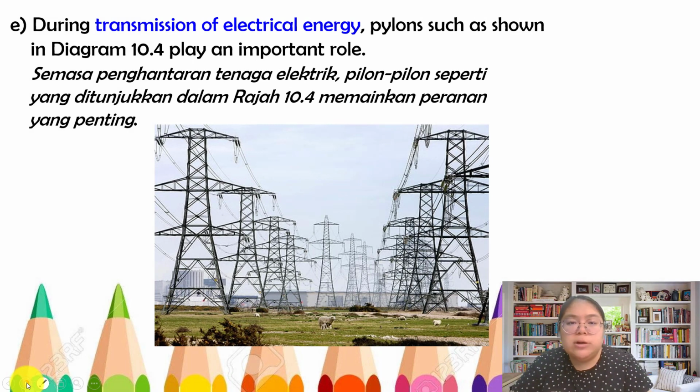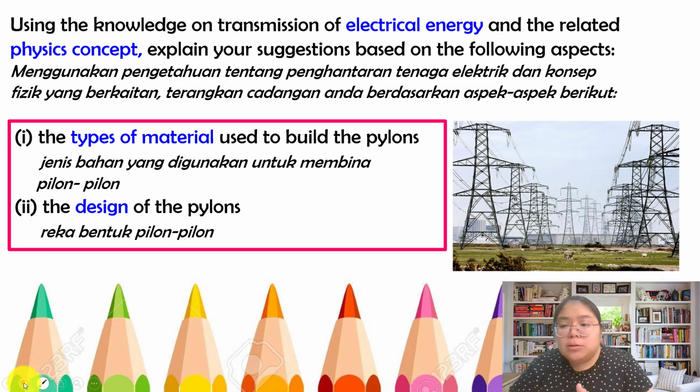During the transmission of electrical energy, the pylons such as shown in Diagram 10.4 play an important role. Now you need to use your knowledge of electric energy transmission and also the related physics concepts to explain your suggestion based on the following aspects. The question gives you some aspects, which means you need to follow the aspects to explain. First one is the type of material used to build the pylons. Number 2, the design of the pylons.